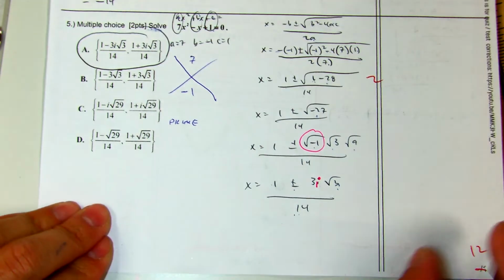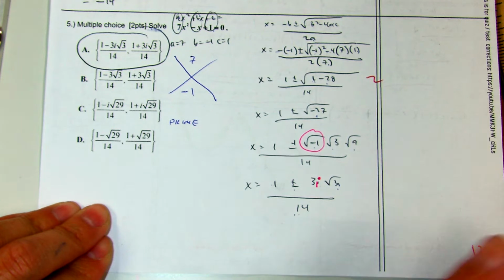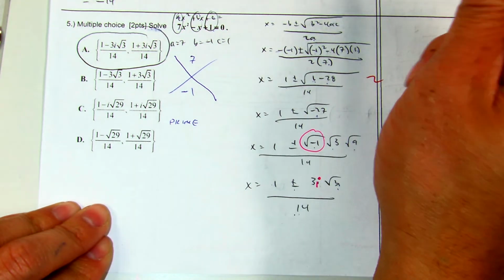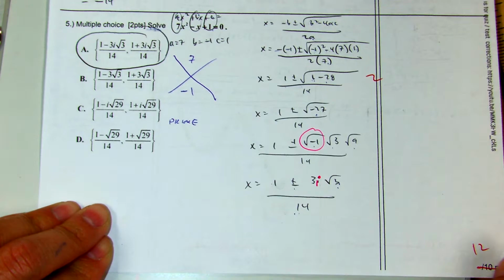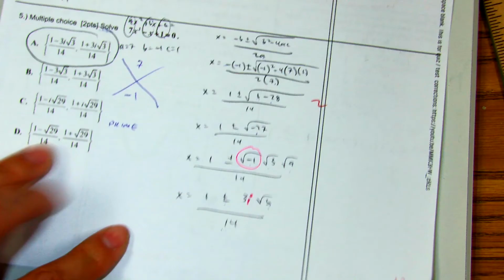So you had 2 points for 5, 2 points for 4, 2 points for 3, 2 points for 2, and then 4 points for number 1. That's 12 points for the front side. Turn to the back side.